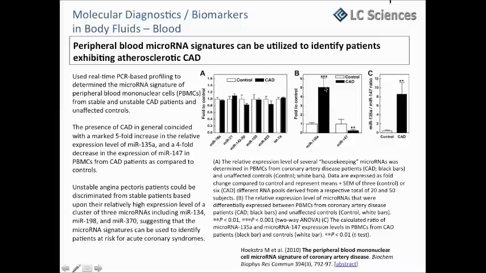That's shown here in figure B. And then a 4-fold decrease of microRNA 147 at the same time as compared to the control. So this is shown here in B.